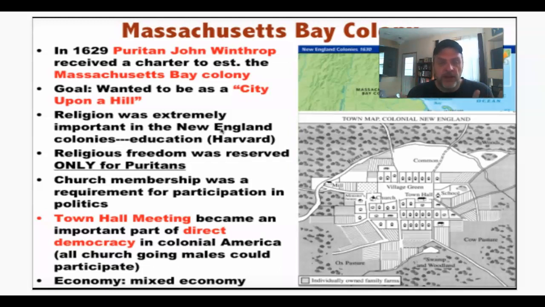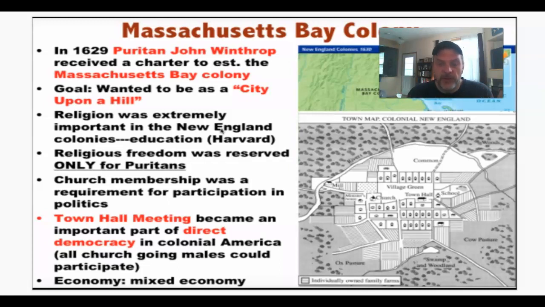Religion played a major role in the development of the New England colonies through education. This was the time period when Harvard University was founded, for example. Unlike Maryland, where in theory all religions were tolerated, religious freedom here was reserved only for Puritans. The Puritans were really hardcore religious people. Church membership was required to participate in politics. So basically the church and government decisions were intertwined, right? Church leaders made the government decisions and laws. It's known as a theocracy. We'll talk about that in a second.